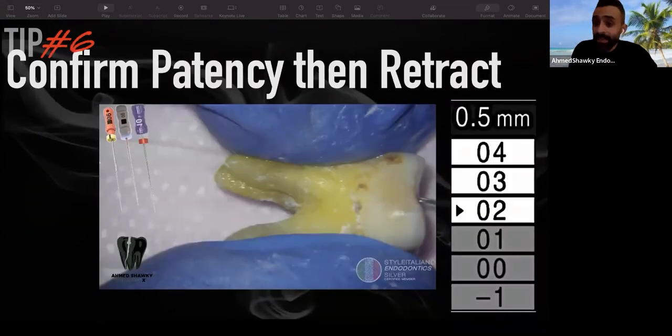Okay, confirm patency and retract. This means when you reach the full length while you're attaching your apex locator with size 6, you can just go down to 0 point. Sometimes we go 1 millimeter and then we get back. This will make the sensor in your apex locator sense the difference between inside and outside the tooth. You repeat that with any patency file, but beyond size 10 in most canals, do not go beyond, because from 10 to 15 is a large transition and you won't want some irritation in the apical part.